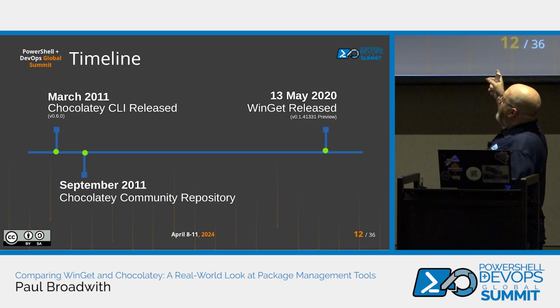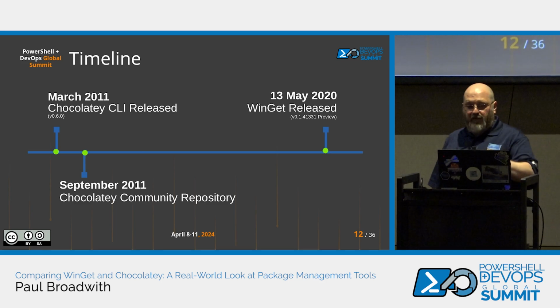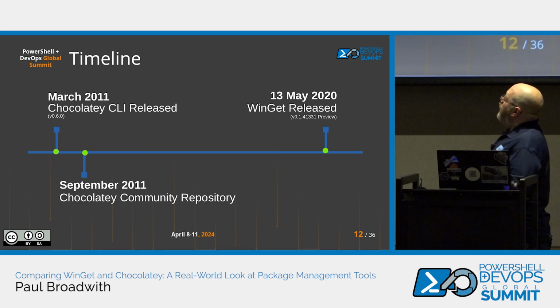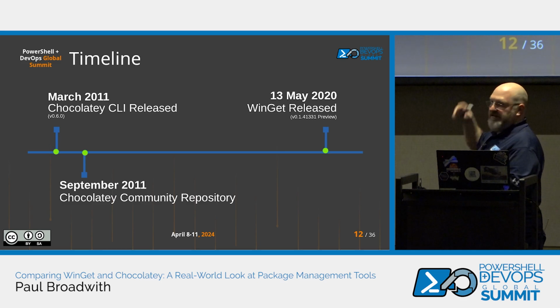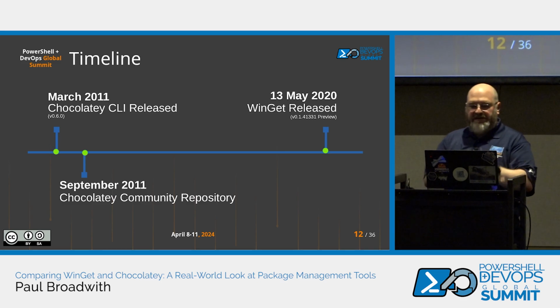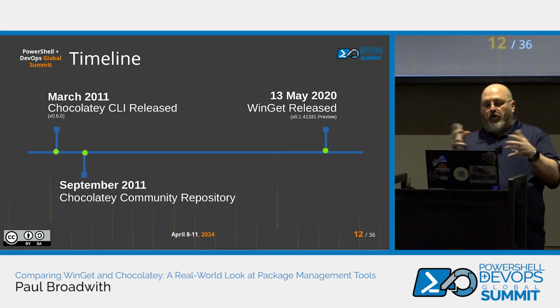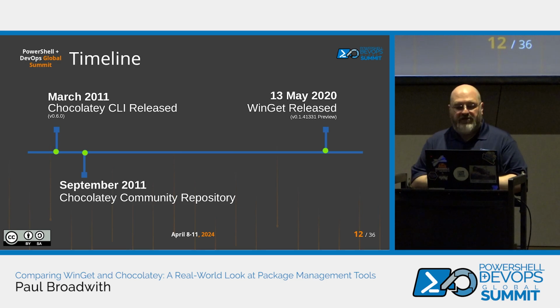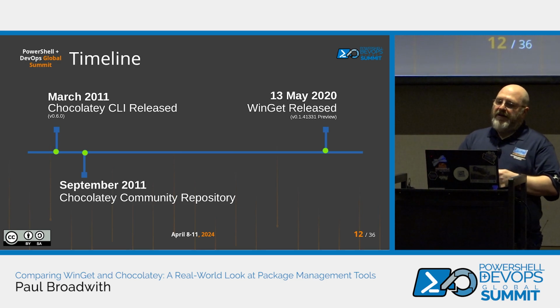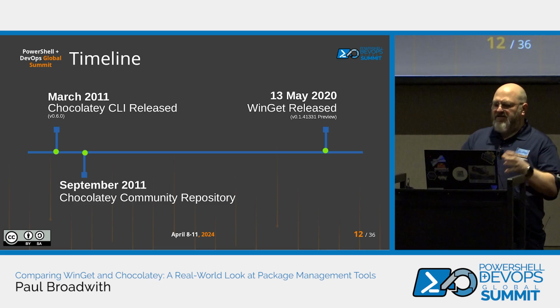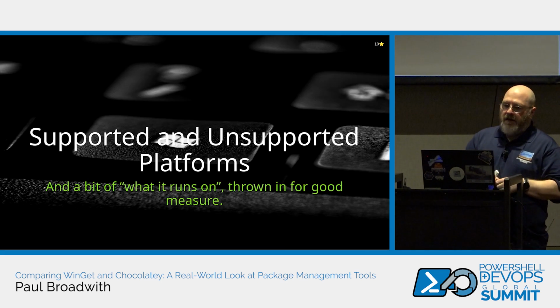And then WinGet was released all the way here to the right in May 2020. I'm not going to try and repeat that version number because it's too long. But that's when they released the first version. That wasn't version 1, as you can see. But Chocolatey CLI has kind of been around 3 times as long as WinGet has been there. Okay, so that's just a very, very brief overview.